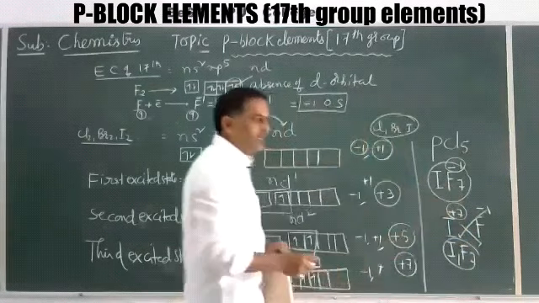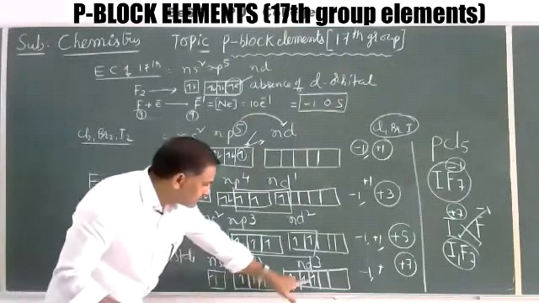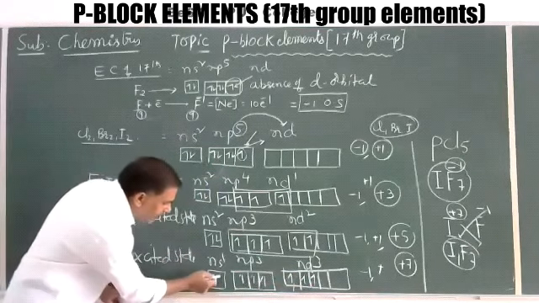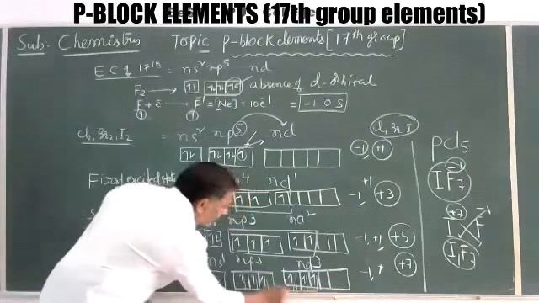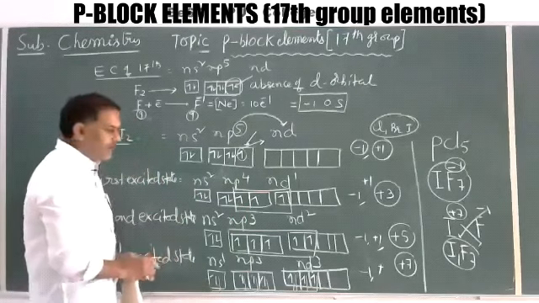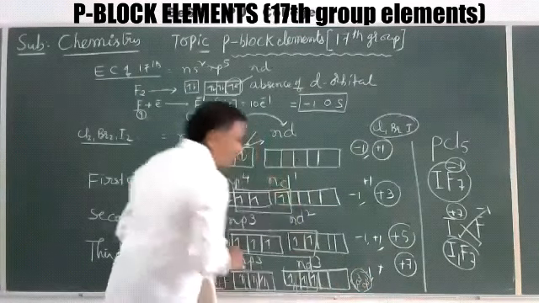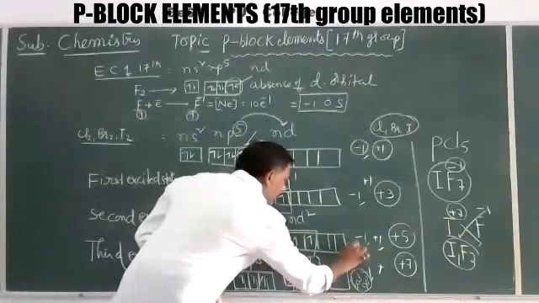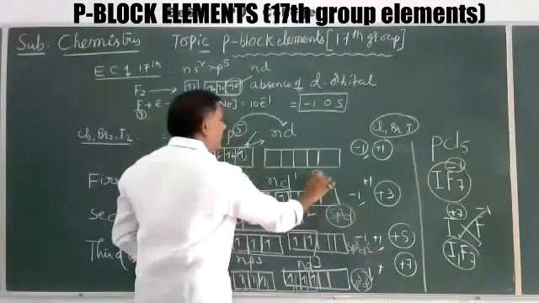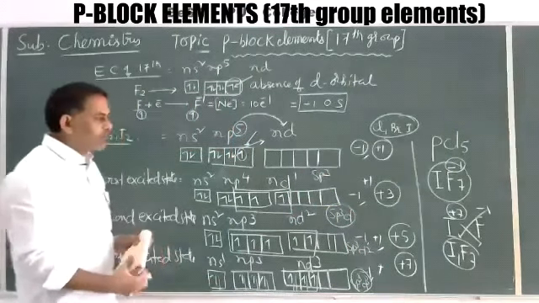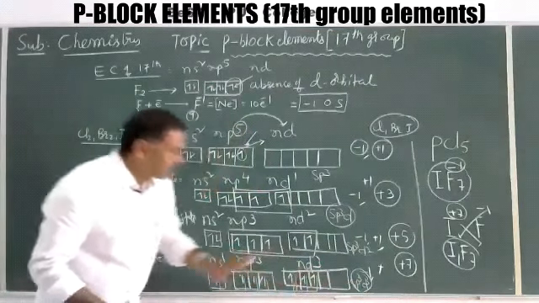Here, iodine is in the third excited state. 1, 2, 3, 4, 5, 6, 7. With these 7 unpaired electrons, 7 fluorine atoms are covalently bonded. It forms sp3d3 hybridization here. Here it is sp3d2, here it is sp3d, and now it is sp3. So hybridization also we can easily estimate as sp3d3 because 3 d orbitals are participated.